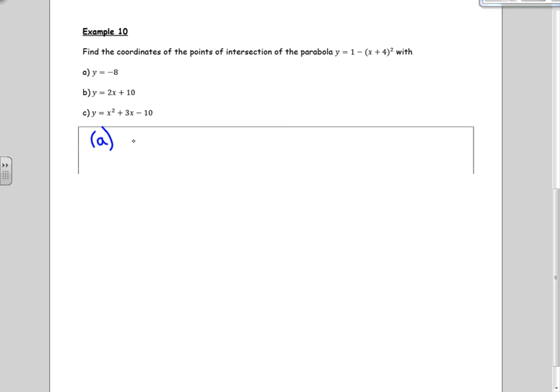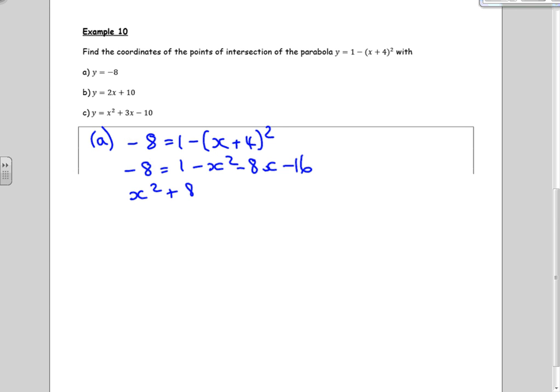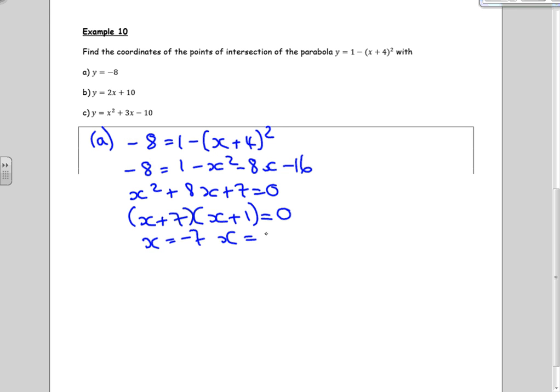we're going to have, because they're both equal to y, we can just set them equal to each other. So that'd be minus 8 is equal to 1 minus (x plus 4) squared. So that means that minus 8 is equal to 1 minus x squared minus 8x minus 16. Taking everything over to one side gives me x squared plus 8x plus 7 equals 0. And then factorising this gives me (x plus 7)(x plus 1), just finding two numbers that multiply together to give me 7 and add together to give me 8. So x equals minus 7 or x equals minus 1.